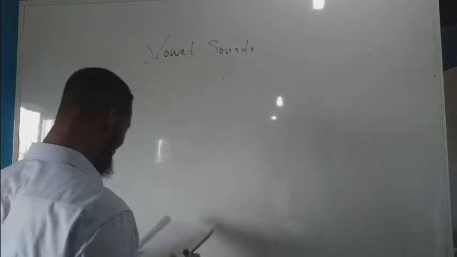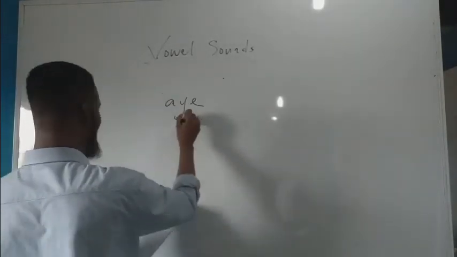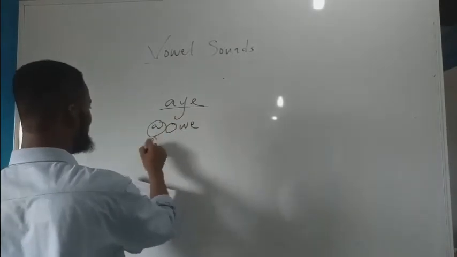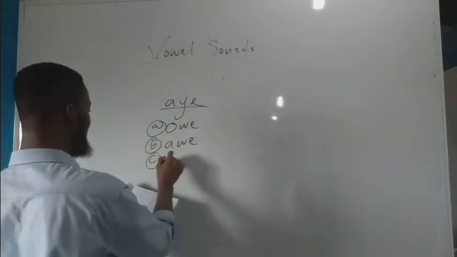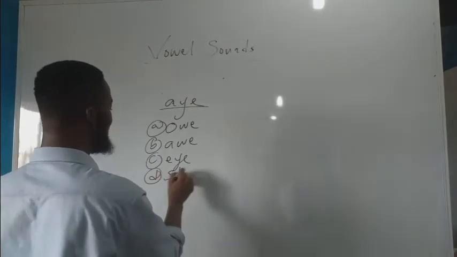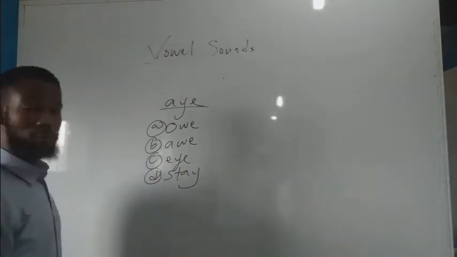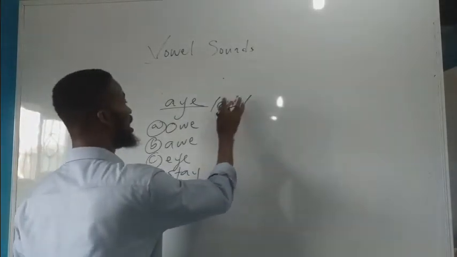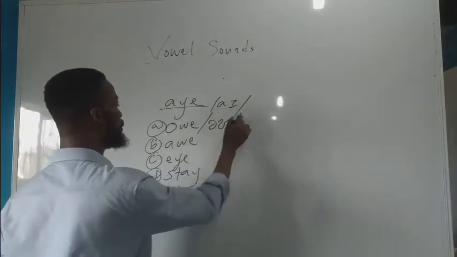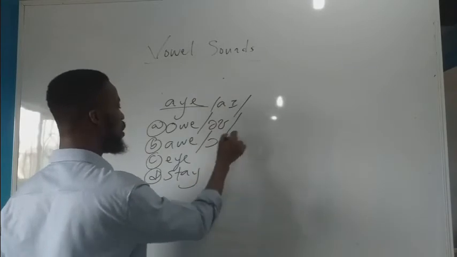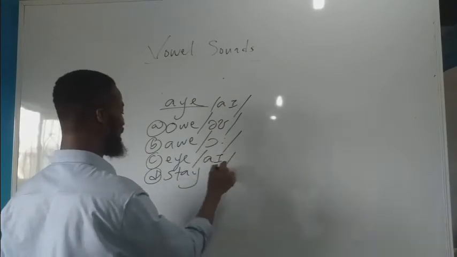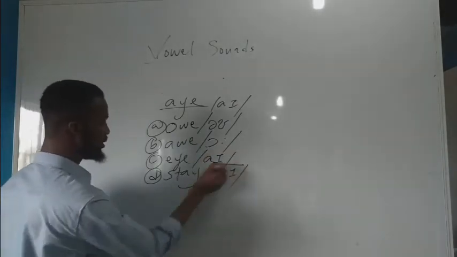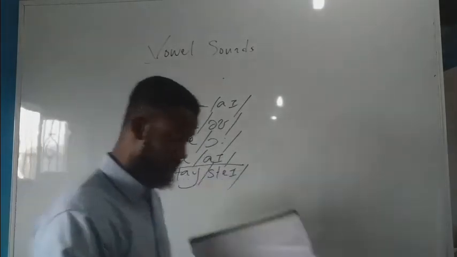Another question is A-Y-E, and the part that is underlined is everything. Option A is O-W-E, B is A-W-E, C is E-Y-E, and D is stay. This looks obvious because we pointed out that A-Y-E is pronounced as I. Option A is owe. Option B is awe. Option C is I. And option D is stay. It's obvious. We're looking for I. This is our answer. Let's look at more questions.